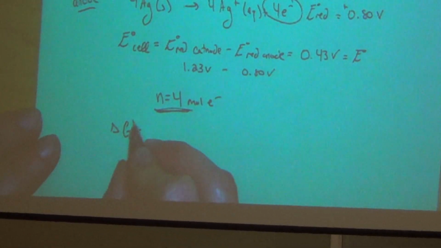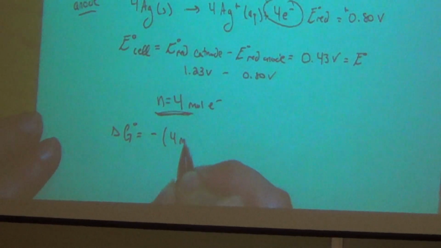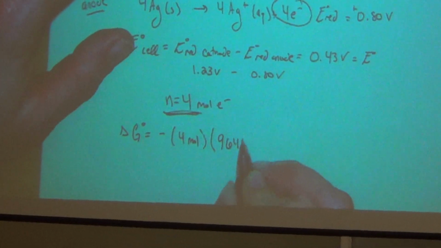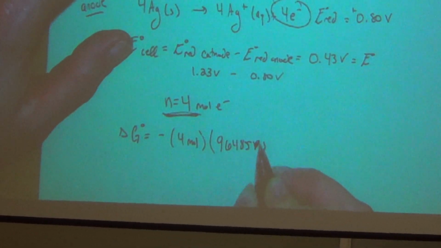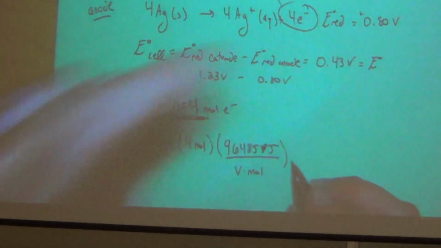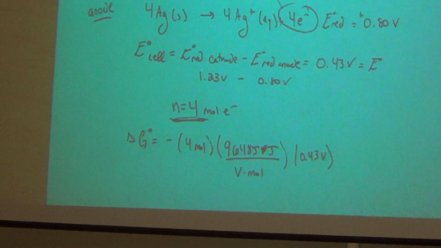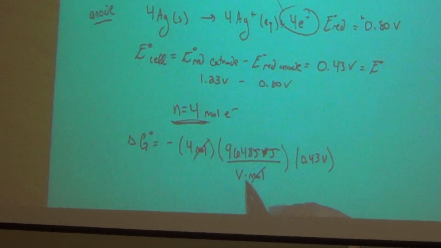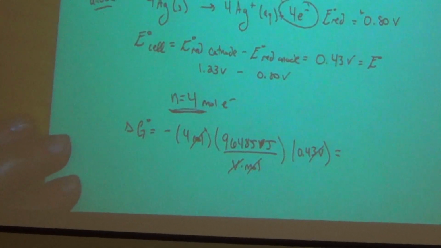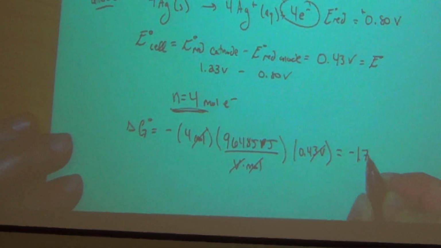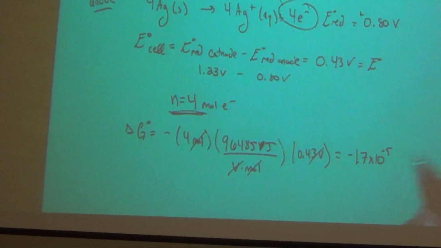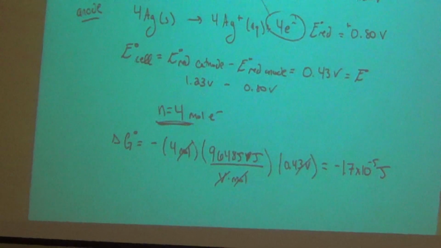Delta G equals negative 4 moles of electrons times Faraday's constant, 96485 joules per volt mole, times my cell potential, 0.43 volts. Let me just make sure I've done this right. Moles, volts, the joules, that sounds great. Okay, so I get negative 1.7 times 10 to the negative. I did that in pencil, so it's hard to read. Joules for my delta G.